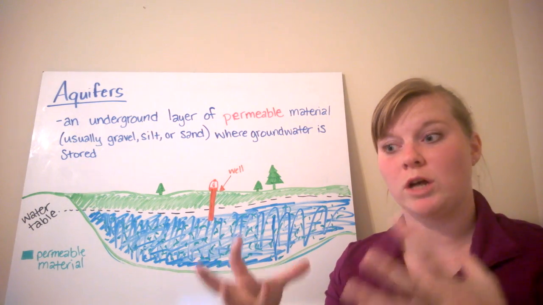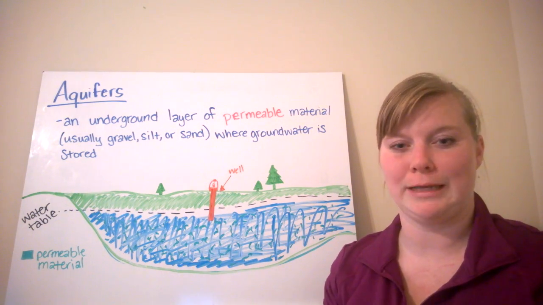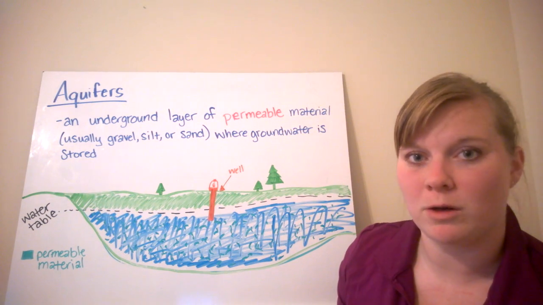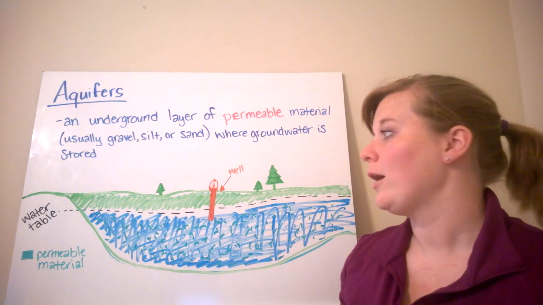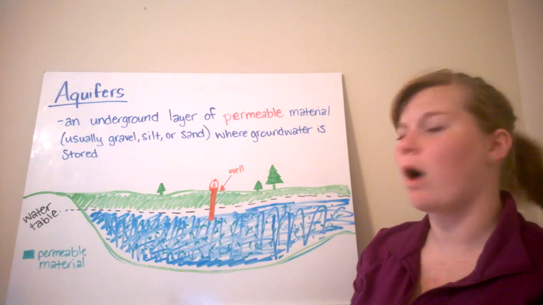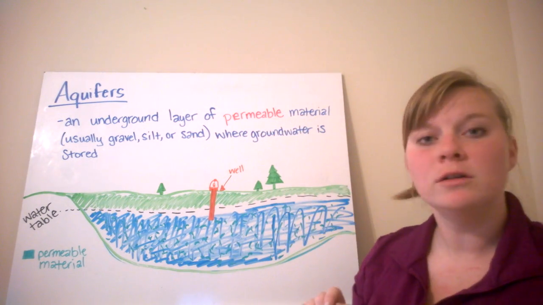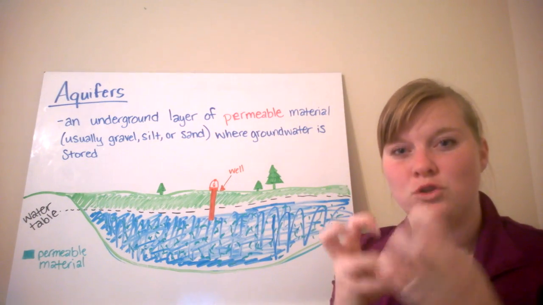It's our water stored under the ground that's going to seep into permeable material like sand and dirt. So we have massive amounts of groundwater stored underground, but we're quickly depleting it. Now, where our groundwater is stored is in an aquifer. Aquifers are an underground layer of permeable material. So it's, again, usually gravel, silt, or sand. Those are things that are going to absorb water.